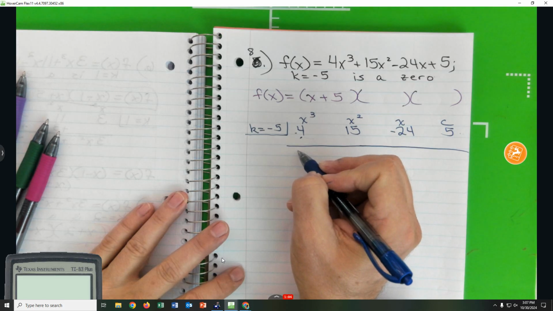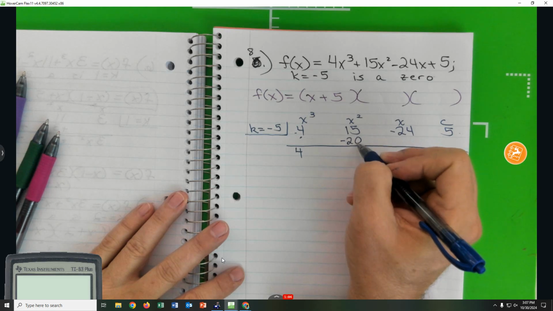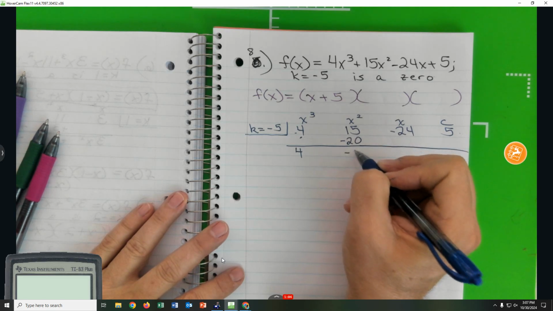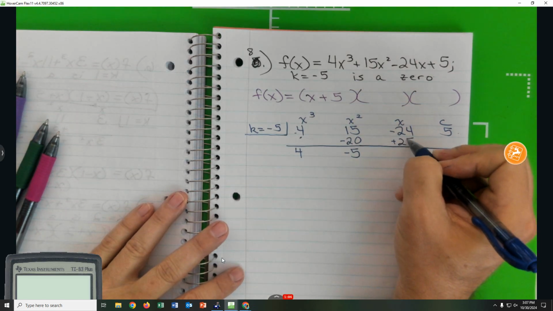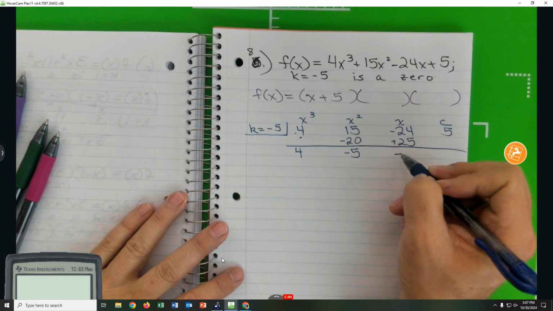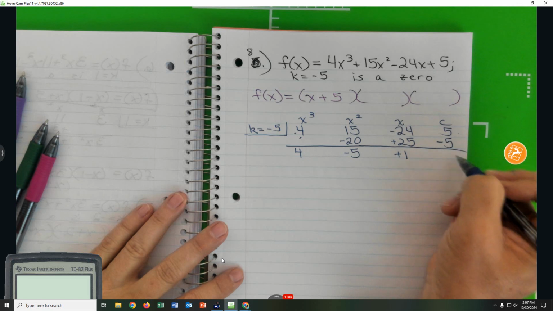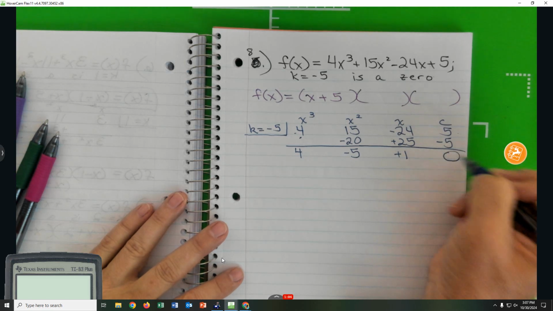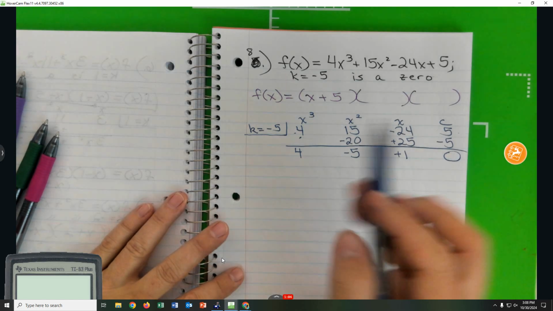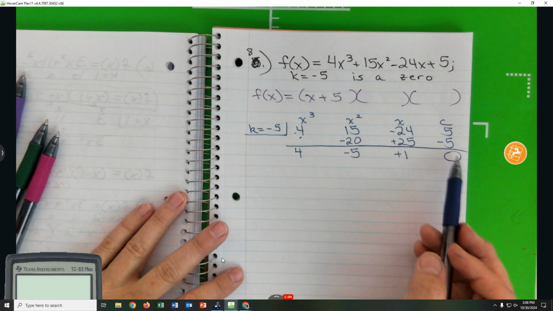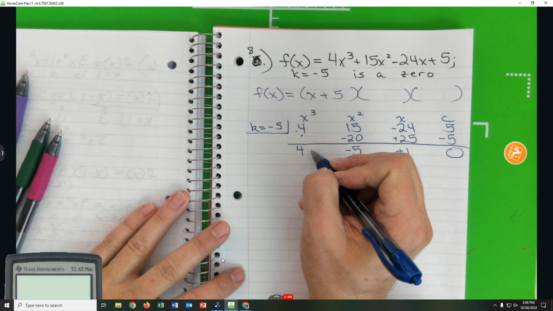What do I put here? 15 minus 20 gives me negative 5. Negative 5 times negative 5 gives me, here, that's a positive 1, here, a negative 5, and here, 0, and that's not a surprise. If it weren't 0, then we've done something wrong because they told us that negative 5 is a 0, so the remainder should be a 0. Variable part here.